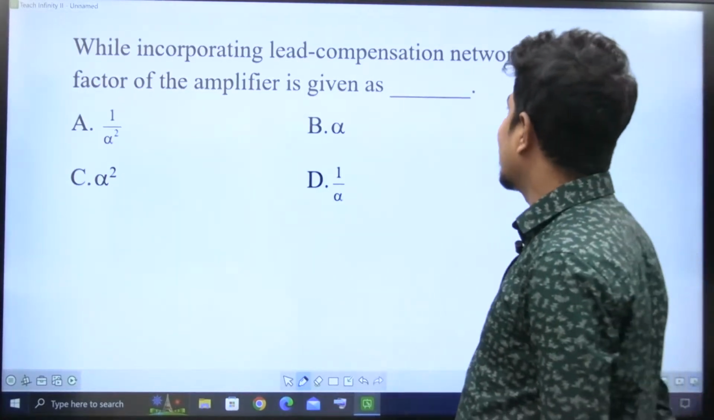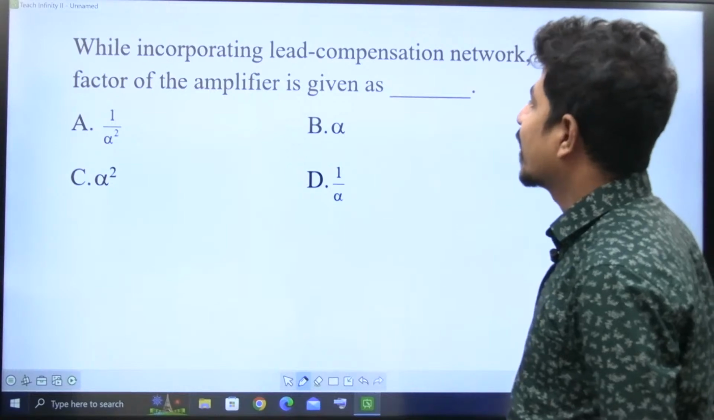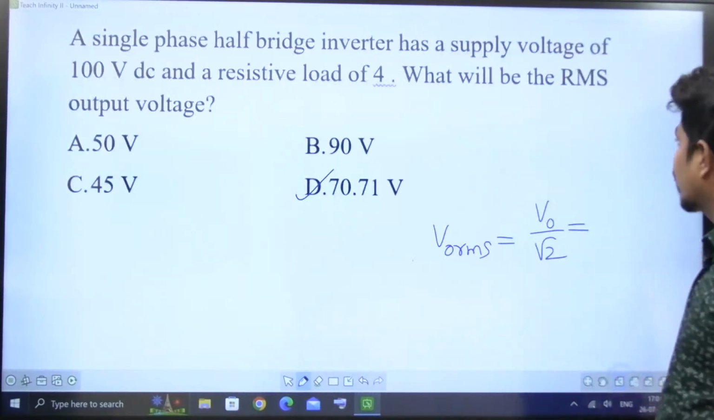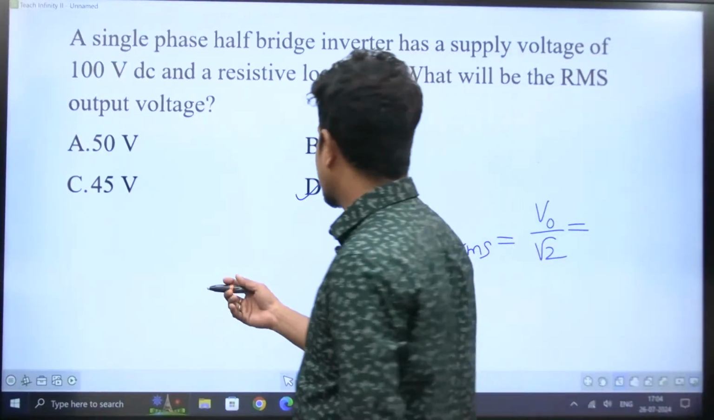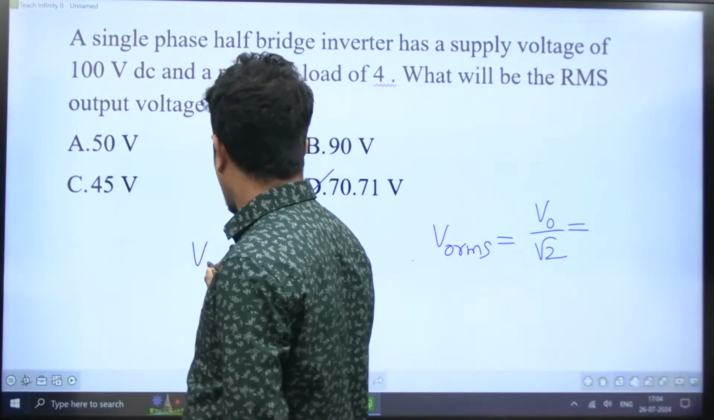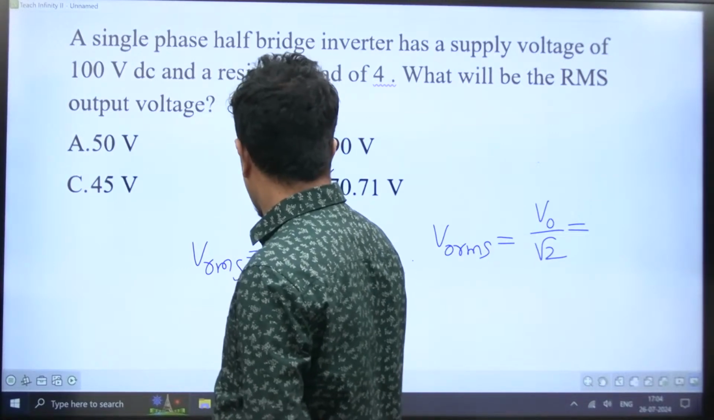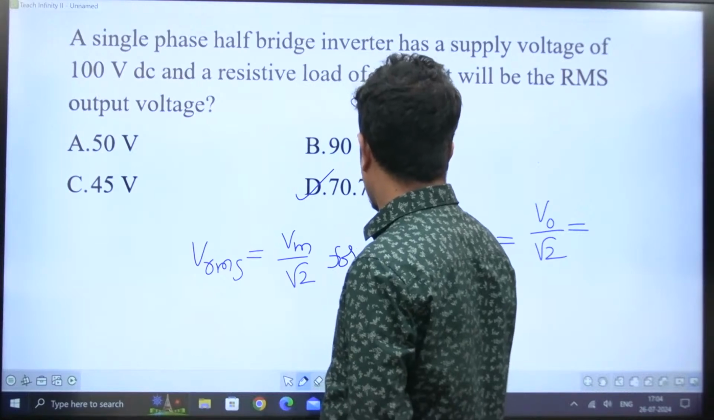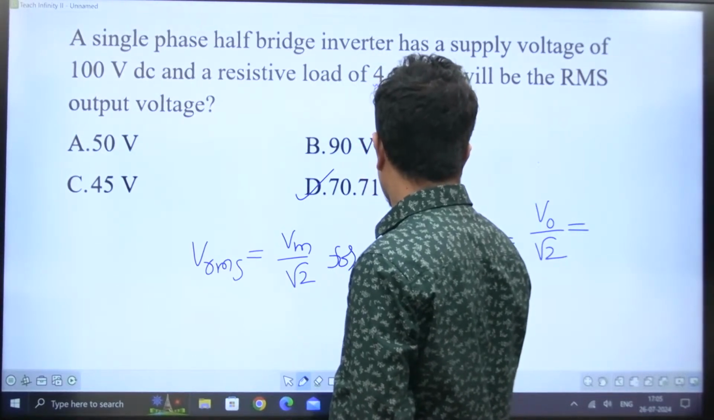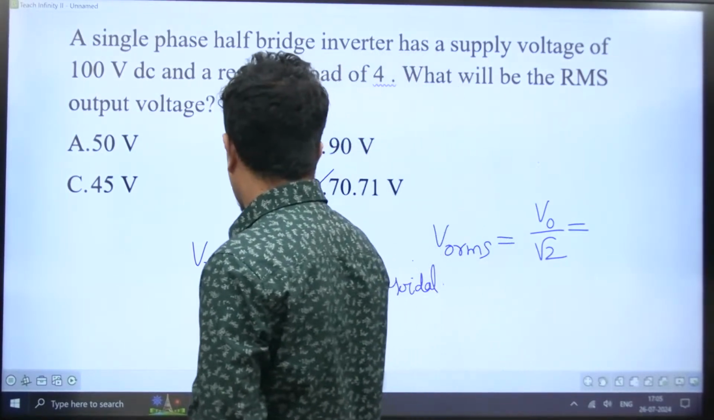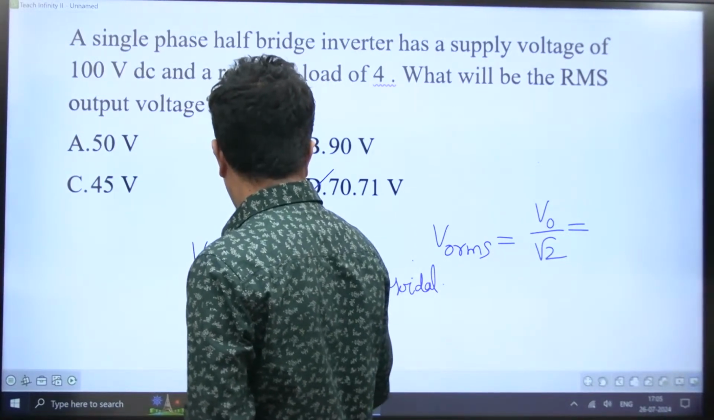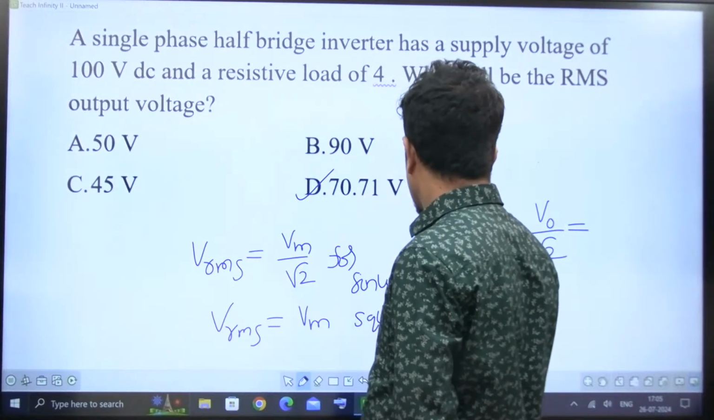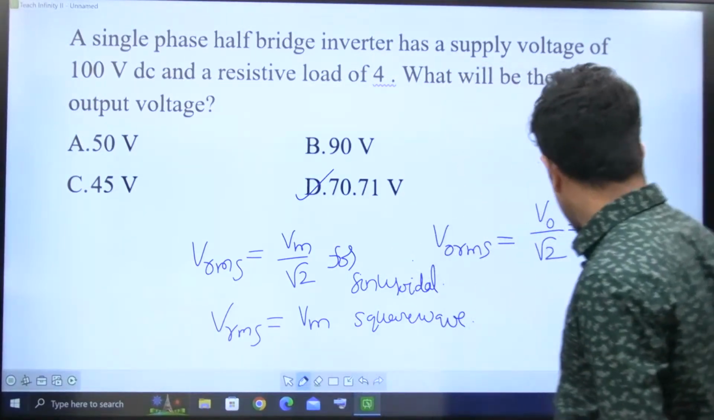While incorporating the lead compensation network, the gain factor of the amplifier is given by. So this is a very easy question. As I taught you in classes, Vrms is equal to maximum value by root 2 for sinusoidal. And Vrms is the same as Vm for square wave. For square wave, use this relationship, you'll get the answer.